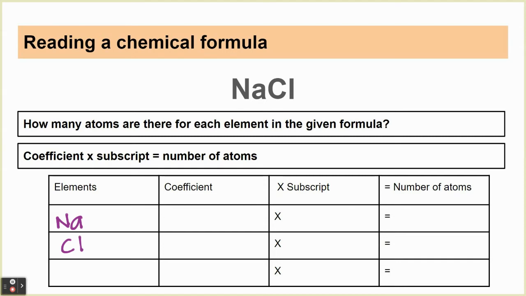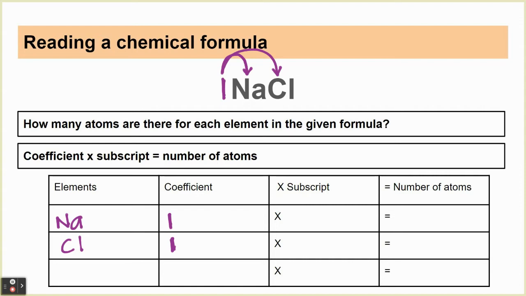Look closely. Do you see a coefficient? Again, a coefficient is the big number in front of the formula. I don't see anything. So remember, that's a 1 because 1 is invisible. It's a 1. And remember that coefficient multiplies all the elements inside the formula, everything to its right, Na and Cl. So the coefficient 1 multiplies Na. It also multiplies Cl.